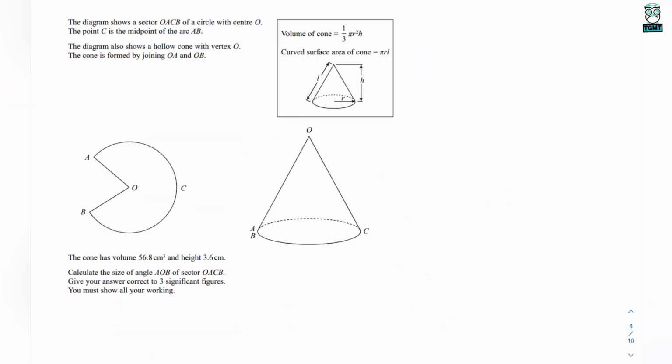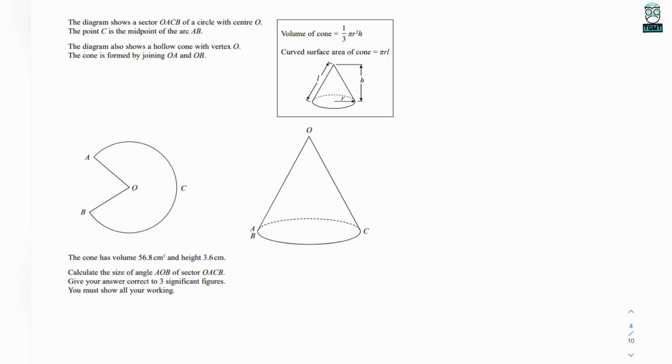Okay, so on to our next question. Here we've got something that looks horrible. We have a cone and we have this kind of strange sector drawn on the left. It says the diagram shows a sector of a circle with centre O, which we can see on the left, and the point C is the midpoint of the arc AB. The diagram also shows a hollow cone with vertex O, and the cone is formed by joining OA and OB.